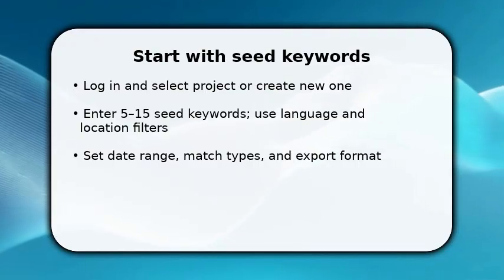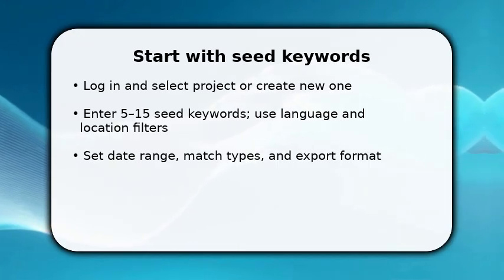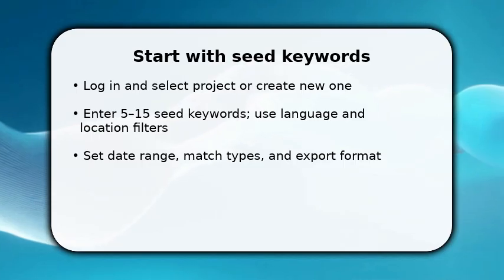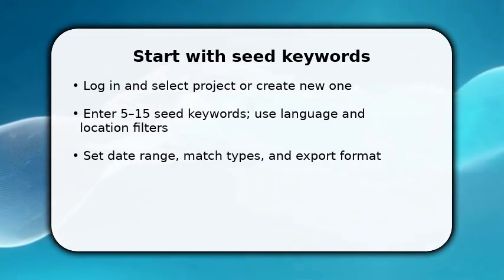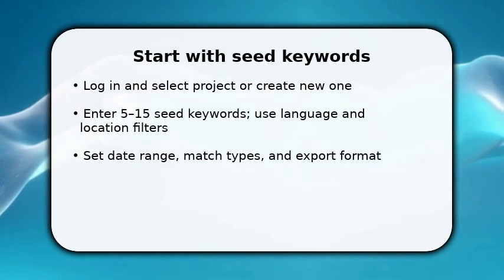You begin by opening the keyword tool and picking the correct project. Once logged in, enter 5 to 15 seed keywords that reflect your core topic. This gives breadth without noise. Next, make sure to choose language, location, and a reasonable date range so results match your audience. Select match types and any negative keyword filters up front. This reduces irrelevant data. Once done, hit search and let the tool gather volume, CPC, and trend data so you can move to analysis confidently.